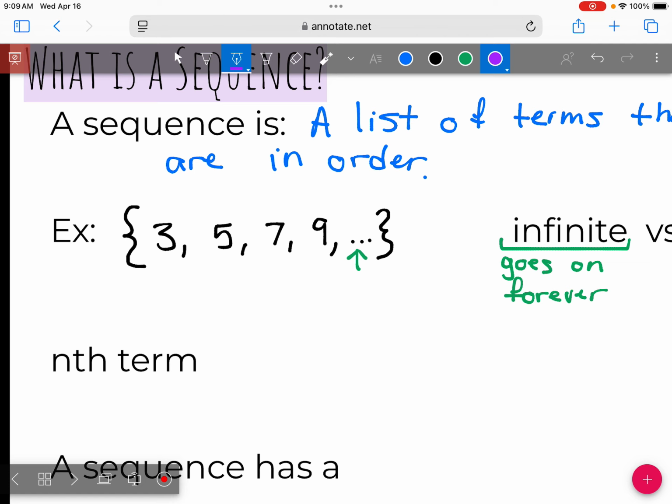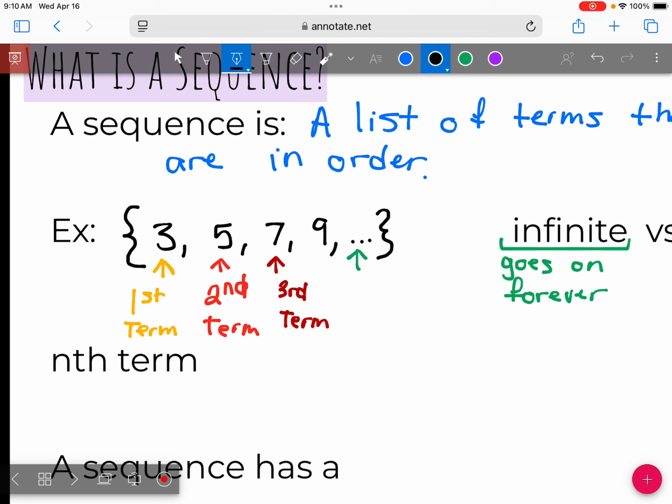So a lot of times we're going to talk about which number term we have. This one right here, our very first piece we have in our bracket, would be our first term. The 5 in this sequence would be the second term. So the 7 would be our third term, and it will continue on.